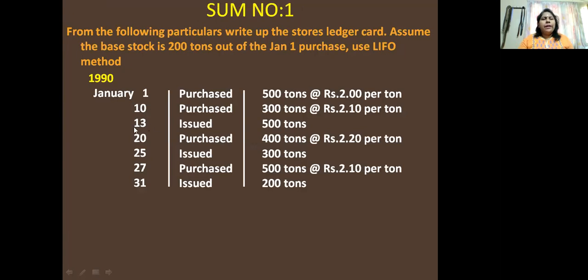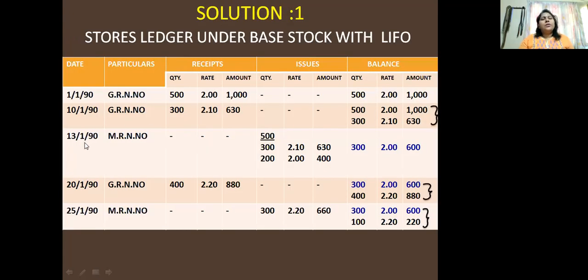I'll check the problem for the next date's transactions. On 13th January, I made issues. So 500 tons. So look at the solution. 13th January, MRN number, that is material requisition note number, as a particular whenever we are going to issue the materials as a storekeeper. So on this date, no receipts, so put hyphen mark. In the issues column, I'm going to issue 500 tons. Since it's a LIFO method, I need to check the last lot. The last lot is available to the extent of 300 at the rate of 2.10, 630. So I substituted here. Since it's a LIFO method, I need to use the last lot first.